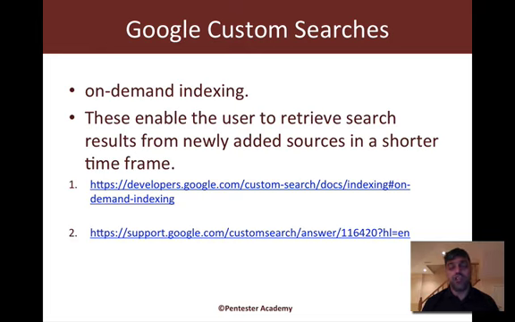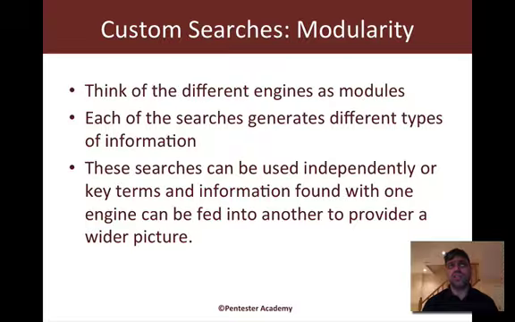And when I mentioned on-demand indexing, you'll see there are a couple of links here which talk about more on how that works. And the idea is it lets you get results from a newly added site to an existing engine in a much faster fashion. Now, when we talk about these different engines, I like to think of them as modules. Each engine, the searches you run against an engine generates different types of information. You can use this information by itself, or you can feed this into related engines and pull off all kinds of other information, which gives you a much bigger picture of what's going on.